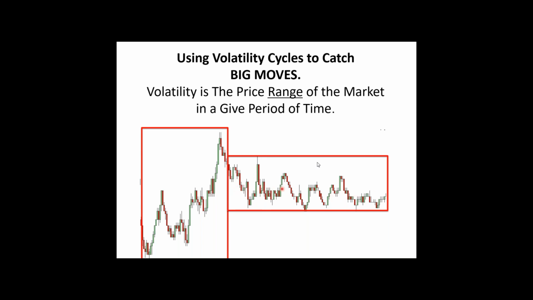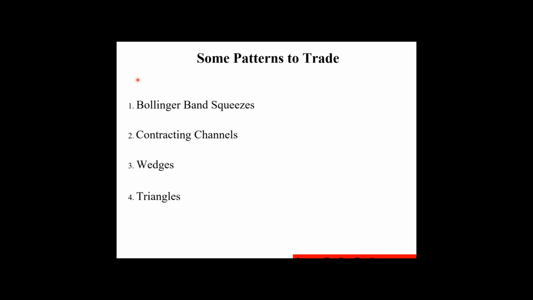These are not as good. Even if you make a successful trade here, your risk reward is not as good, because your reward is not as good. Here, the reward is bigger. This is what we want. We want to catch these puppies. Some of the patterns that you can trade: Bollinger Band squeezes, contracting channels, wedges, triangles, moving average convergences. You'll notice when I talk about patterns to trade, these are all low volatility patterns.